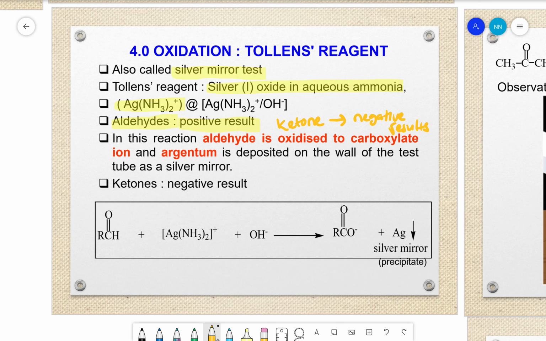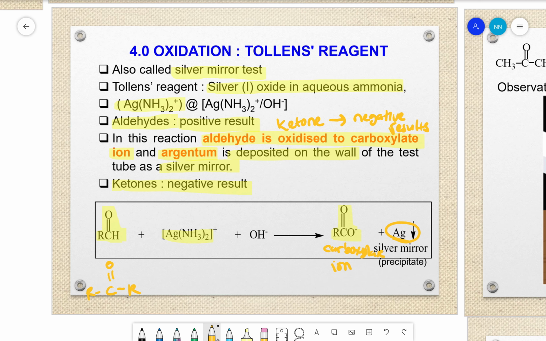What happens in this reaction is that the aldehyde is oxidized to a carboxylate ion and silver is deposited on the wall of the test tube, also known as the silver mirror. The ketones will give a negative result. If you have an aldehyde, the reaction will proceed and you will get a carboxylate ion and a silver mirror deposited on the wall of the test tube.